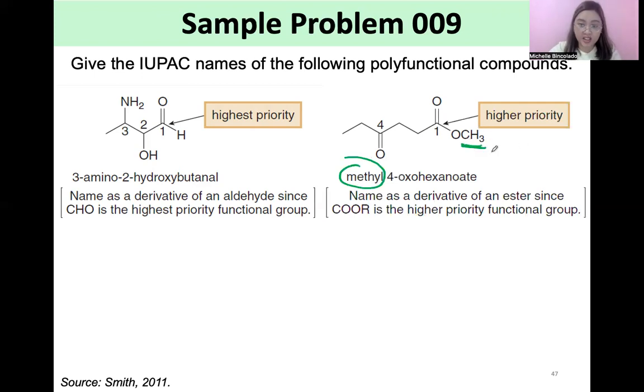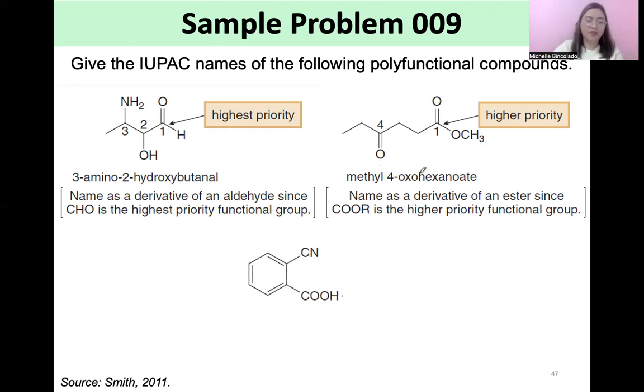Ito kasi siya, guys. Kasi ang mga ester, instead of having OH, meron siyang OR. So we say first, or we write first the alkyl group, and then ito na nga, hexanoate. So kung walang ketone dyan, it will be methyl hexanoate. Kaso meron tayong 4-oxo. So kaya nakasingit pa yung 4-oxo-hexanoate. So sabi nga dito, it's a derivative of an ester.